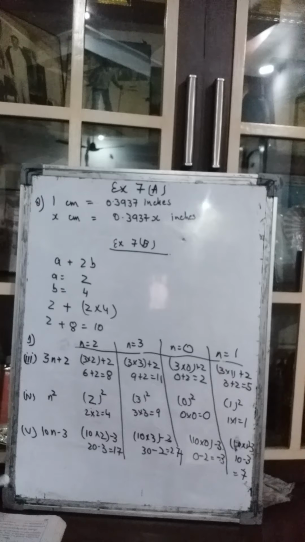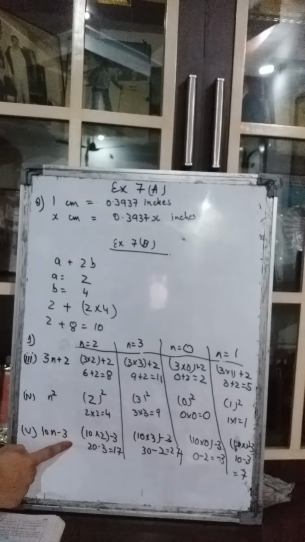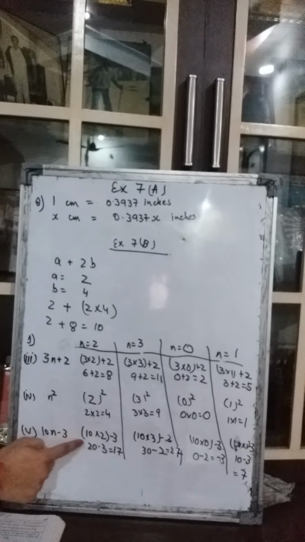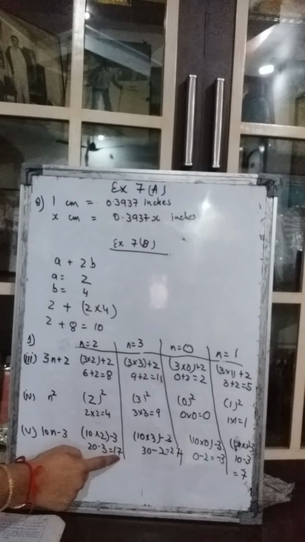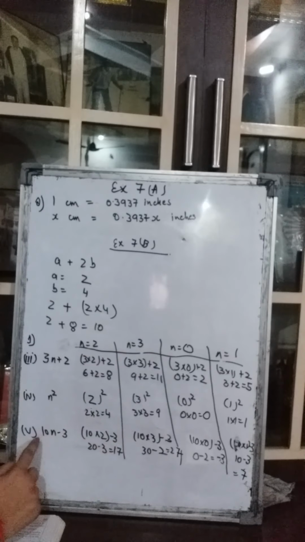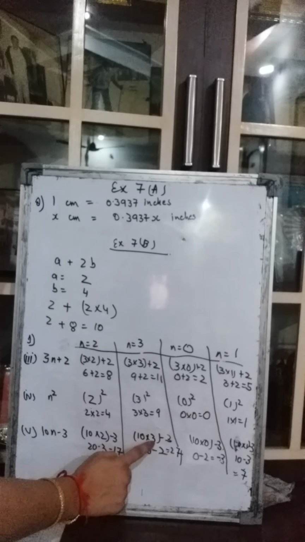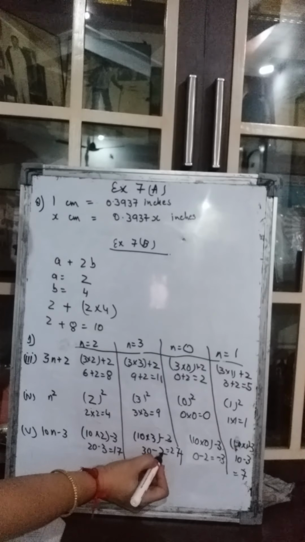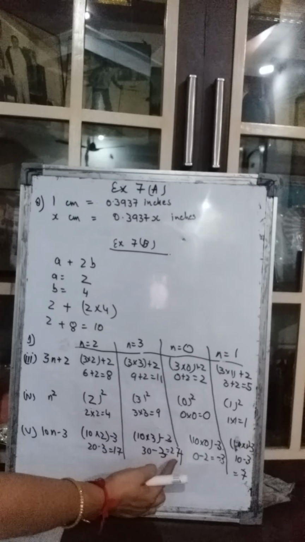Okay. Then we have come to the fifth part. This is 10n minus 3. 10n means 10 multiplied by n. So the n value is 2 here. So 10 multiplied by 2 minus 3. It gives you 20 minus 3, which is equal to 17. Then here n is 3. So 10 multiplied by 3 minus 3. This gives you 30 minus 3, which is equal to 27.